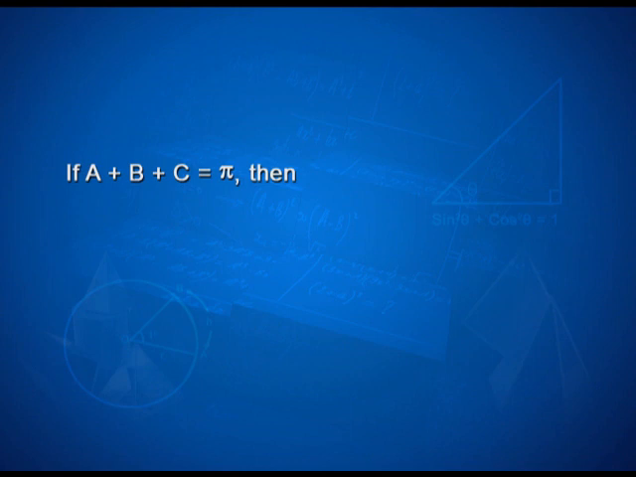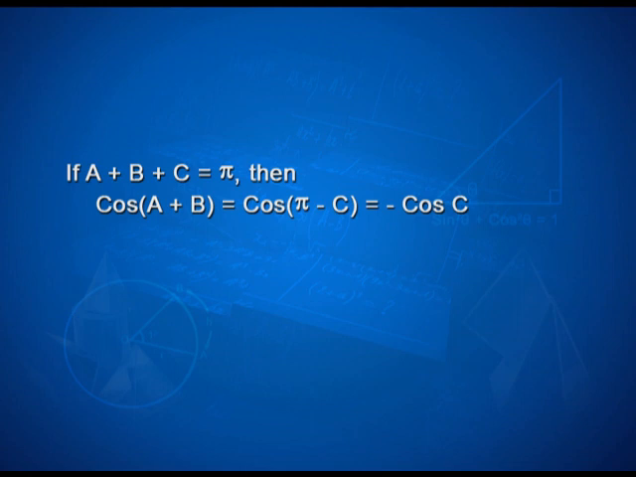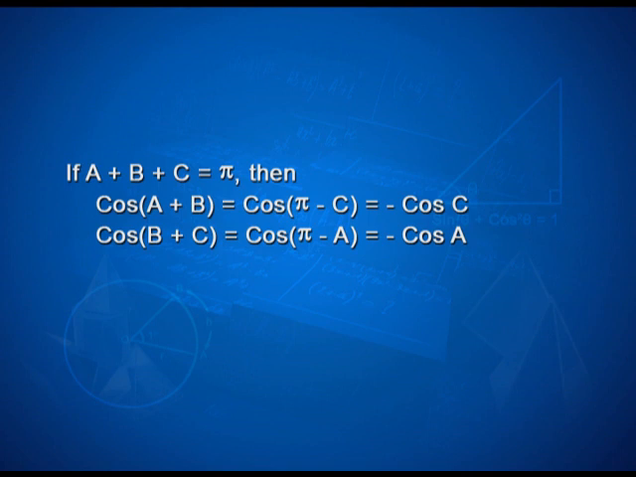If A plus B plus C is equal to pi, then cos of A plus B is equal to cos of pi minus C, that is equal to minus cos C. Cos of B plus C is equal to cos of pi minus A, that is equal to minus cos A. Cos of C plus A is equal to cos of pi minus B, which is equal to minus cos B.